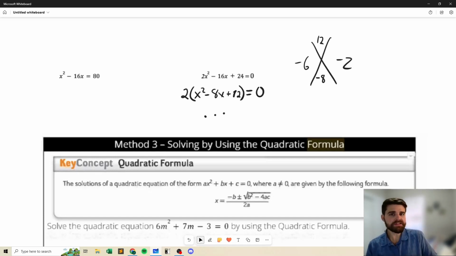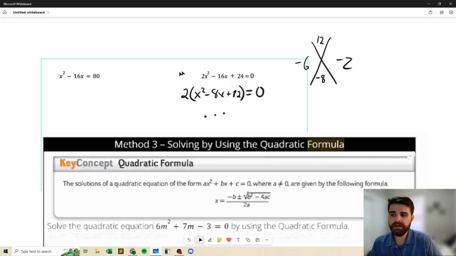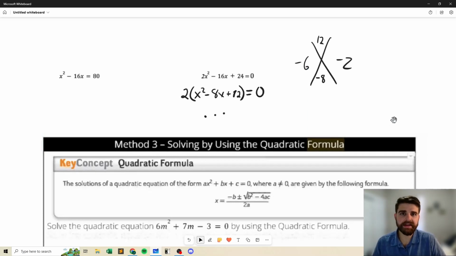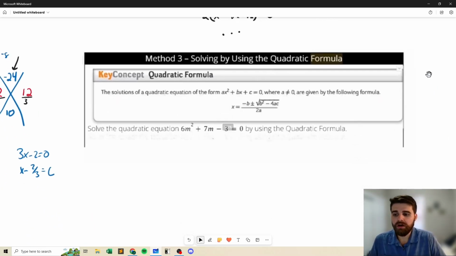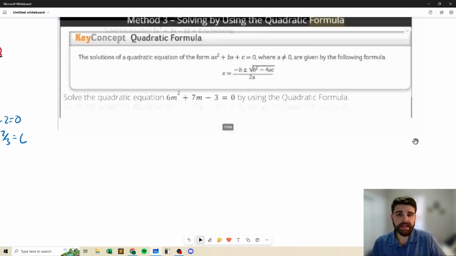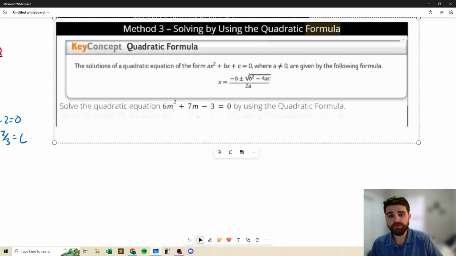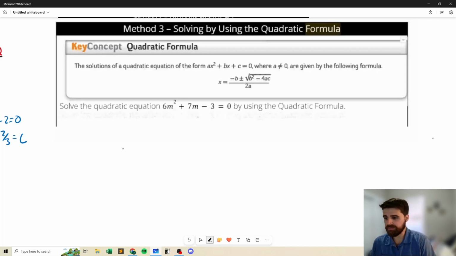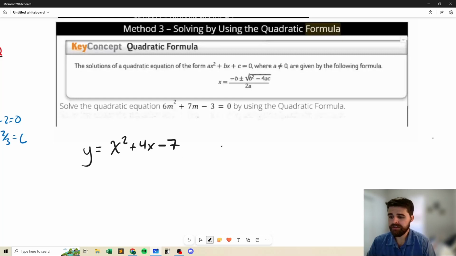So I neglected to mention that you should always look for a greatest common factor. Is there something I can just divide out first to make factoring easier? Okay, what about when we can't factor a quadratic? What do we do then? Let's say, for example, we have x squared plus 4x minus 7. Okay, this equation cannot be factored. There is no way you can figure out factors of -7 that add up to 4.